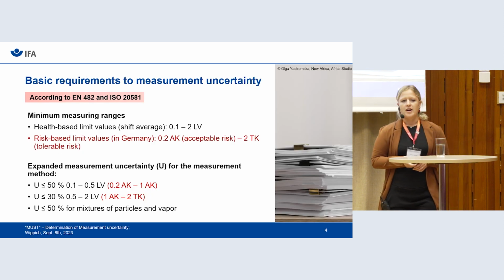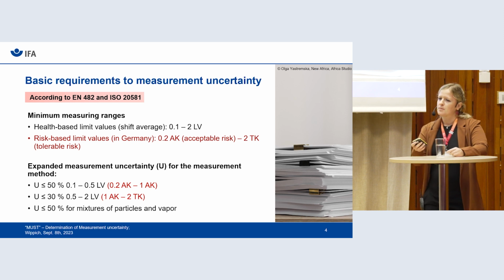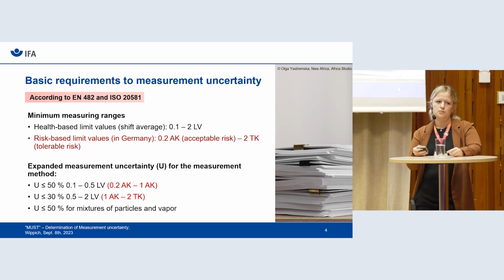So there are many basic requirements for the measurement uncertainty, and it is all based on the minimum measurement range, which was also mentioned before today. We have in Germany the risk-based limit values and also the health-based limit values, with 0.1 to 2 times the limit value, or 0.2 times AK, the acceptable risk, to 2 times the tolerable risk. And this is the minimum measurement range of your method, depending on the limit value. And within these measurement ranges, you have different expanded measurement uncertainty requirements, ranging from 30 to 50%, depending on which range you are in.